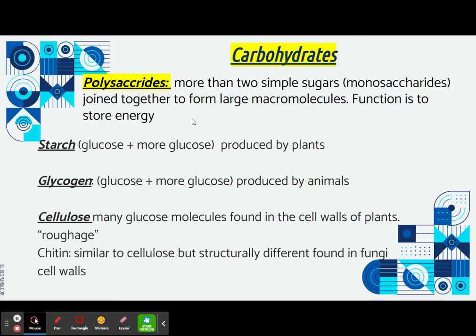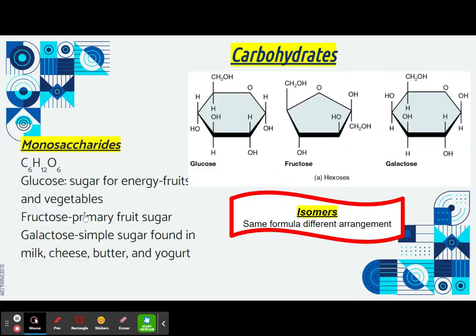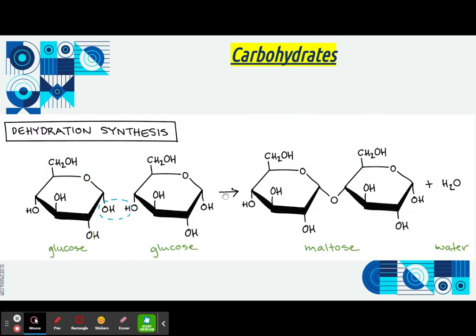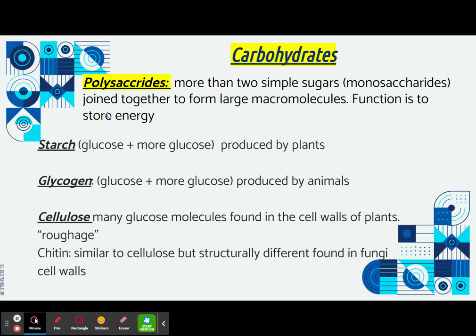Polysaccharides. So polysaccharides are big ones, more than 2 simple sugars. Go back real quick because these are disaccharides, and these are monosaccharides. We do dehydration synthesis to get disaccharides. We keep doing dehydration synthesis to get big ones, macromolecules.